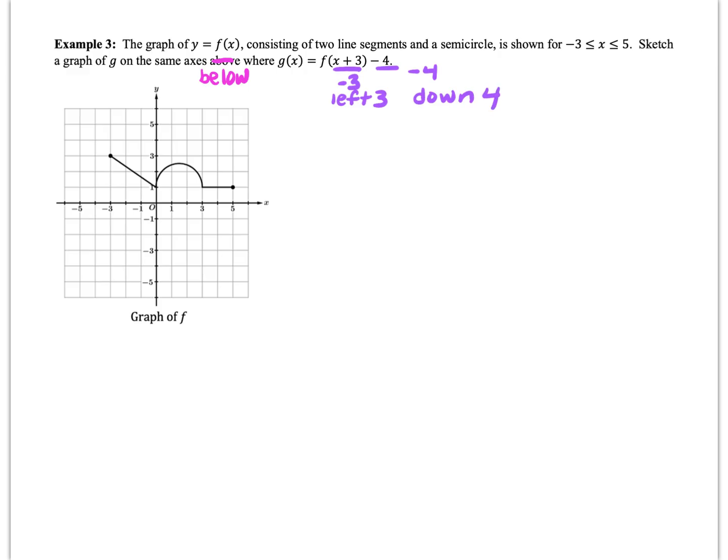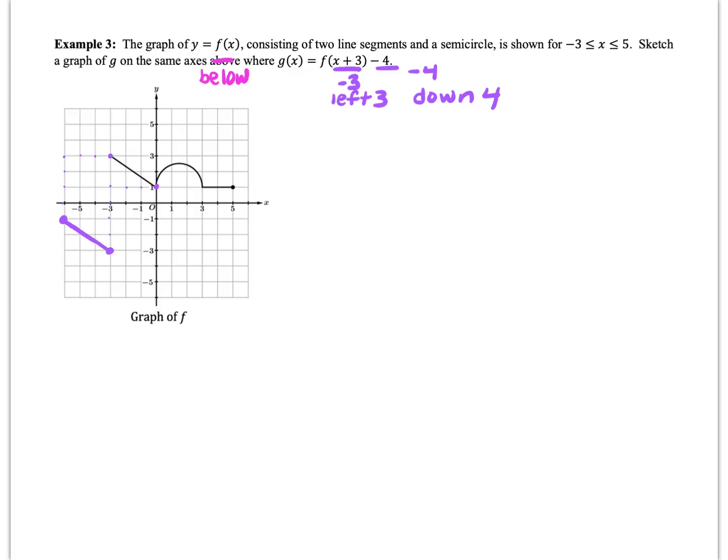So what I'm going to do is take key points, like this point right here, and I'm going to count left 3. So 1, 2, 3, and then down 1, 2, 3, 4. And there is my new point. Then we'll just grab all the other key points. I'm going to start right here. And again, go left, 1, 2, 3, down 1, 2, 3, 4. And we land there.